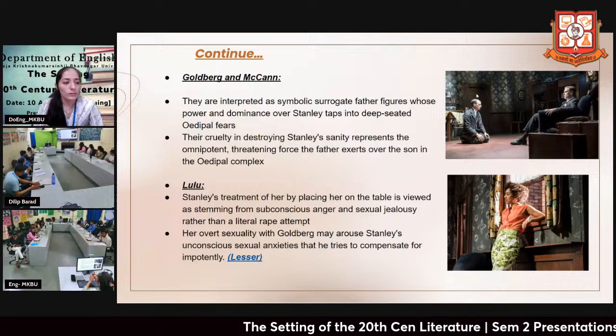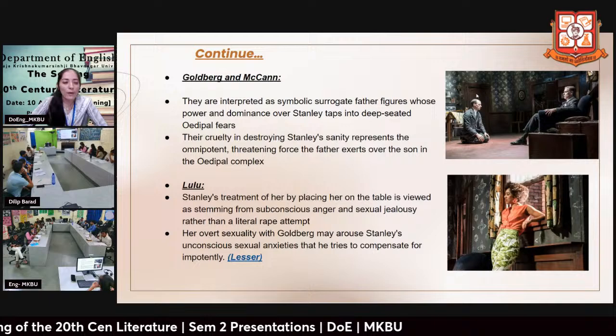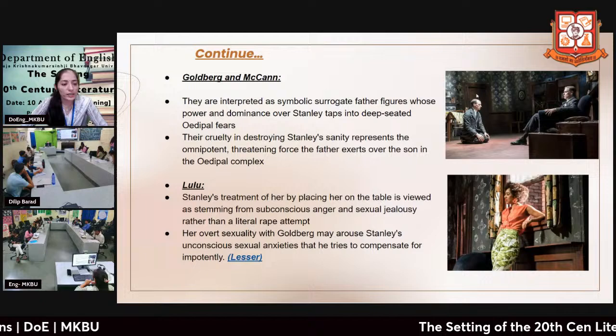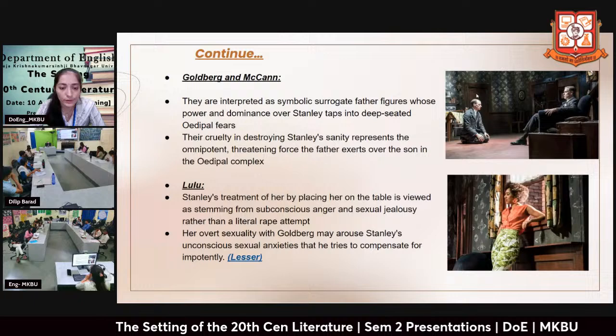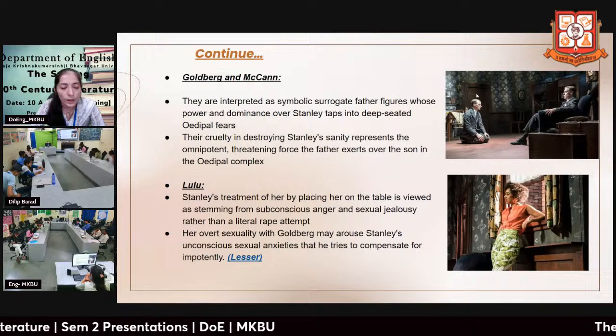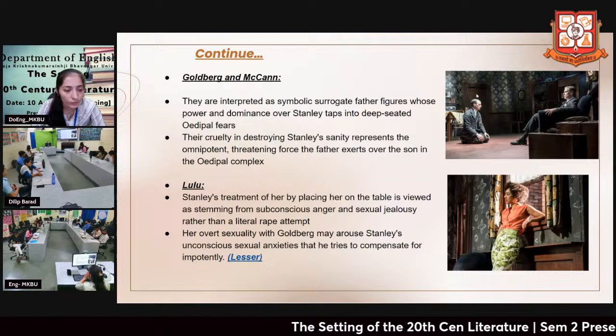Goldberg and McCann are interpreted as symbolic surrogate father figures, whose power and dominance over Stanley taps into deep-seated Oedipal fears. Their cruelty in destroying Stanley's sanity represents the omnipotent and threatening force a father exerts over the son in the Oedipal complex. The Oedipal complex is a psychological term describing the relation between father and son, and between parent and child.